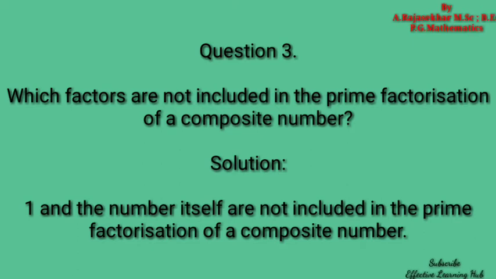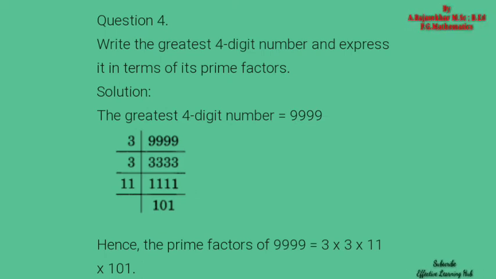Question 3. Which factors are not included in the prime factorization of a composite number? 1 and the number itself are not included in the prime factorization of a composite number. 1 is not included for a prime number. Start from 2.